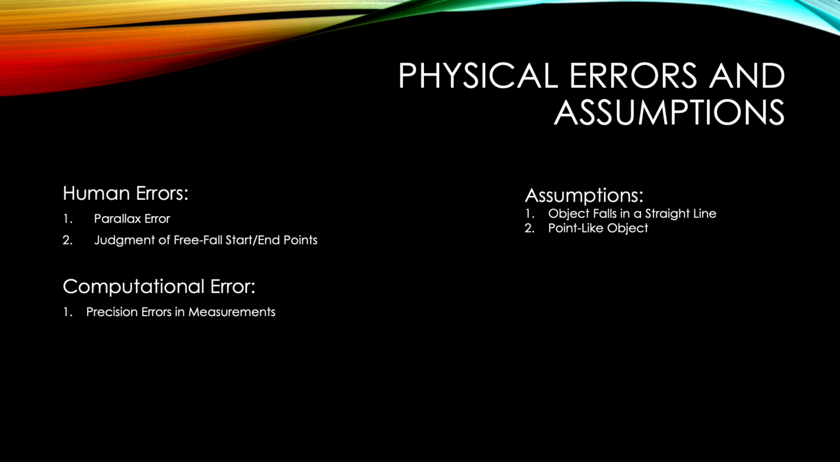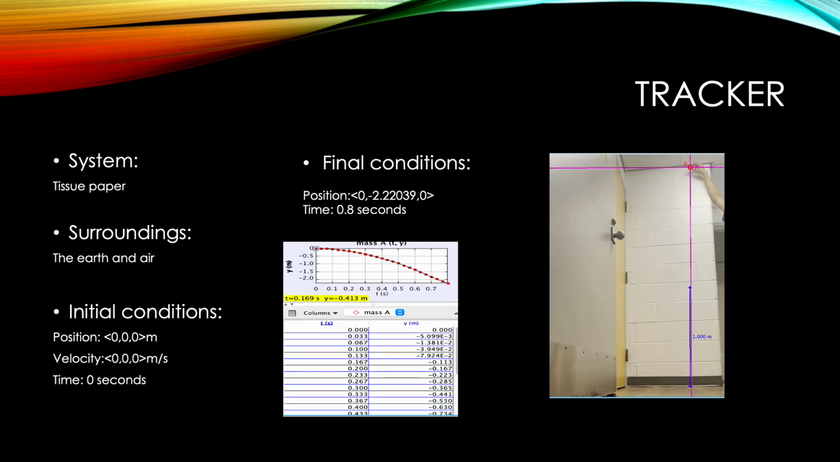Then we have assumptions that we made, which include that the object falls in a straight line, i.e. directly downwards, only falling in the y-axis, and the x and z axes remain constant at 0. The second assumption is that it's a point-like object, meaning that the ball surface is considered smooth and round to make calculations easier. The system is the tissue paper, the surroundings are the earth and the air. The initial conditions are 0, 0, 0 for position, velocity 0, 0, 0 meters per second, and time 0 seconds.